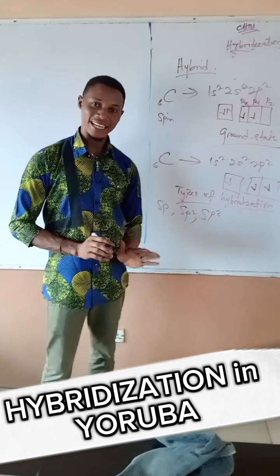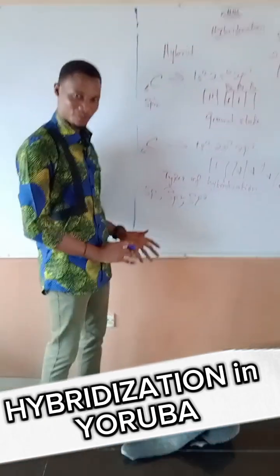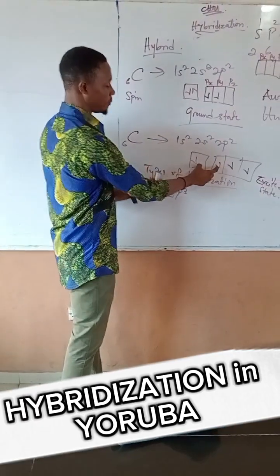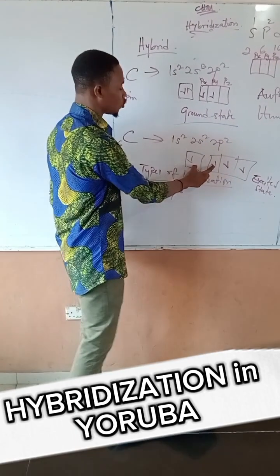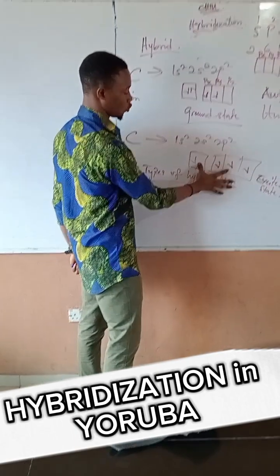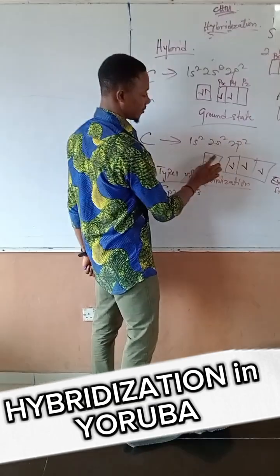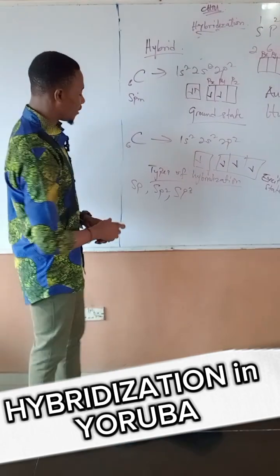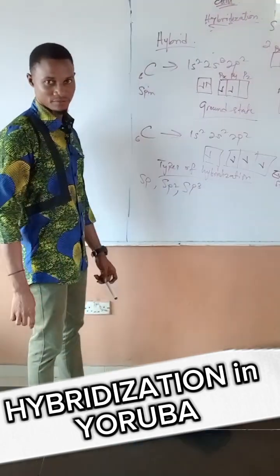Let us pay close attention. Among the types of hybridization, I want it to be sp, I want it to be sp2, I want this s orbital to be sp3. Now, what is called sp?